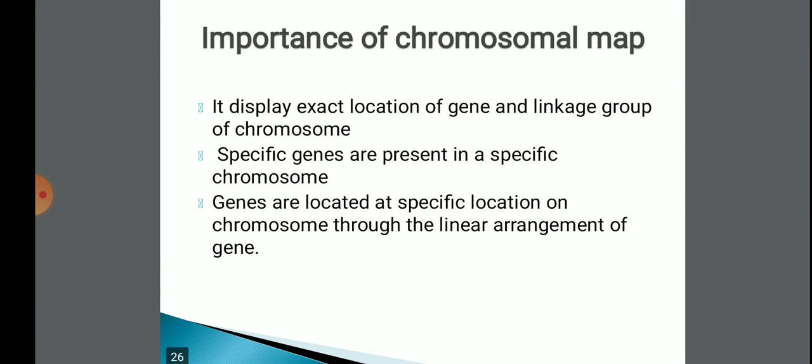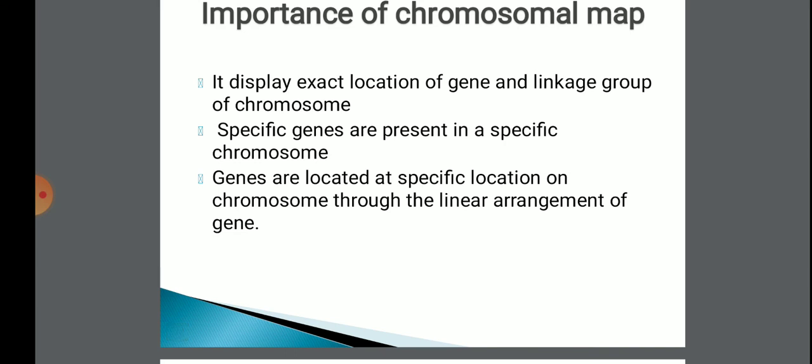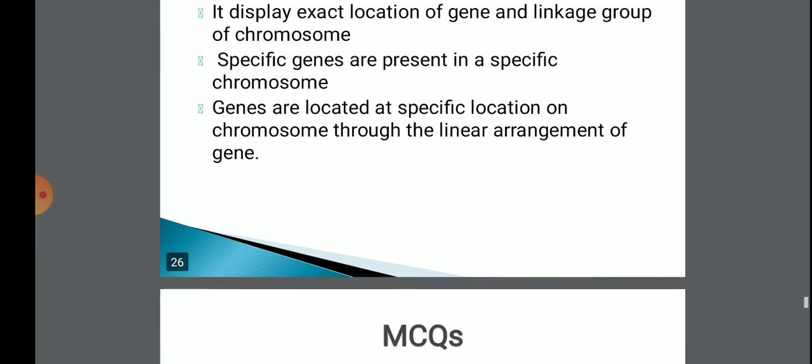Now, the importance of the chromosomal map. What is the importance of the chromosomal map? It displays the exact location of the gene. Here we have taken an example of how we construct a chromosomal map. Because of the chromosomal map, we get the exact location of the gene and the linkage group on the chromosome. We got the idea that specific genes are present on a specific chromosome, and genes are located at specific locations on the chromosome, and this gave the linear arrangement of the genes.